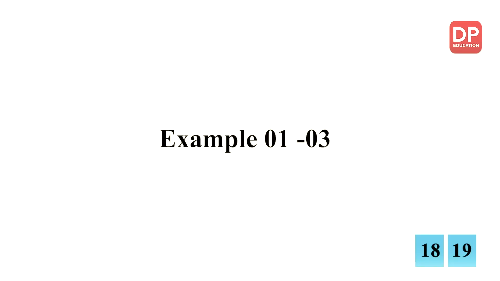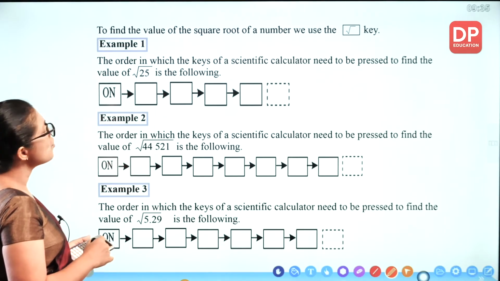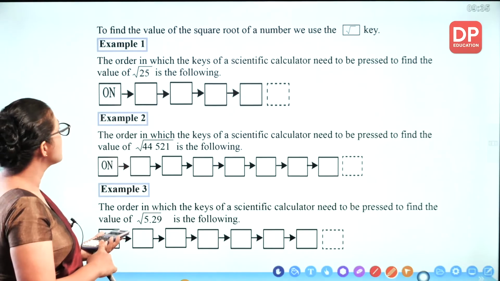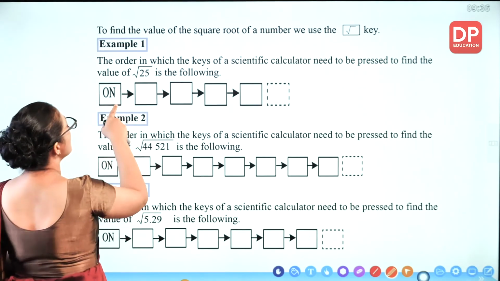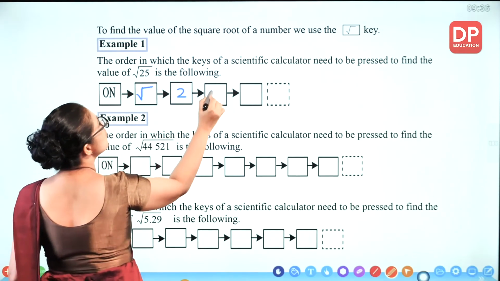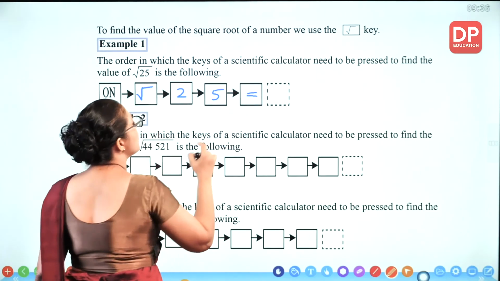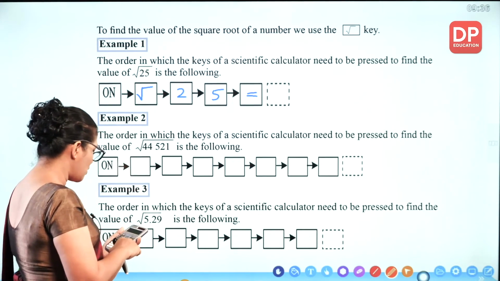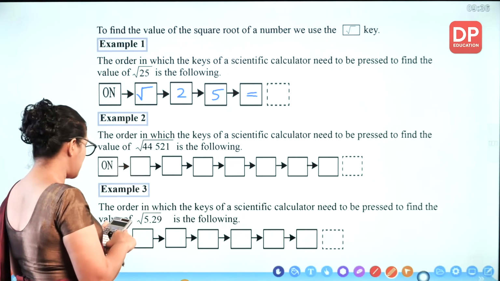Example, square root of 25. Now you need to know how to get the square root. So switch on the calculator, then square root button, and 25 equals. So what's the square root of 25? We already know. Square root of 25 is 5.